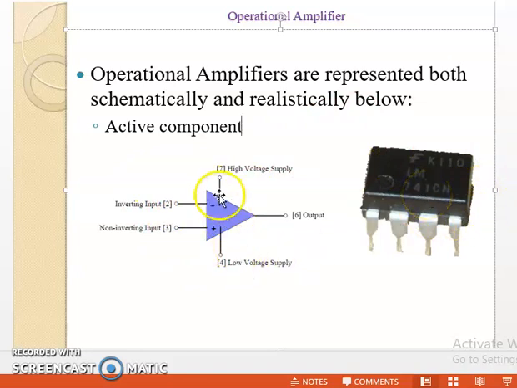The schematic symbol is like a triangle having two inputs and one output. And this is what it looks like realistically, having pins. We can start to measure pin numbers with the help of this notch. If the notch is on the left side, then we continue to note the numbers 1, 2, 3, 4 and continuing 5, 6, 7, 8. There are 8 pins in this integrated circuit, and this is nothing but an operational amplifier.